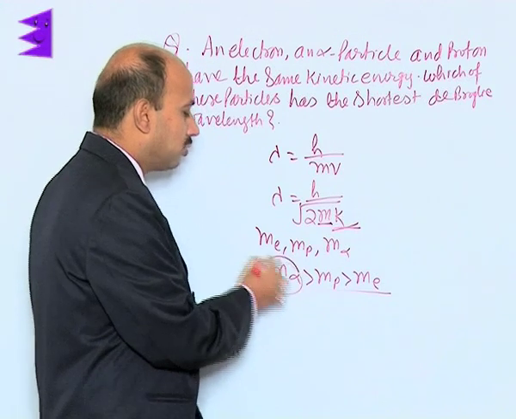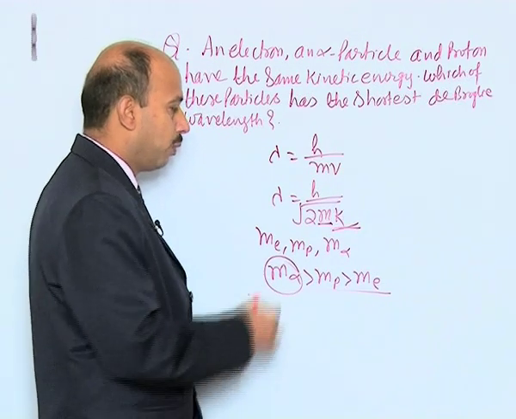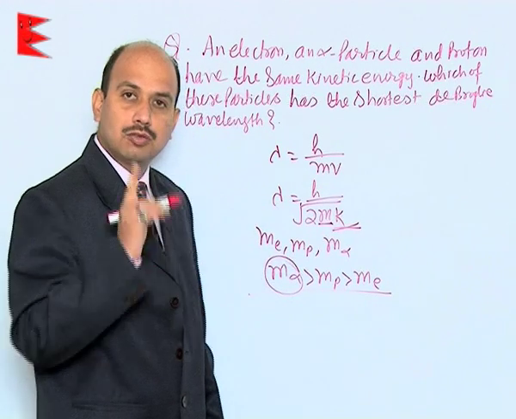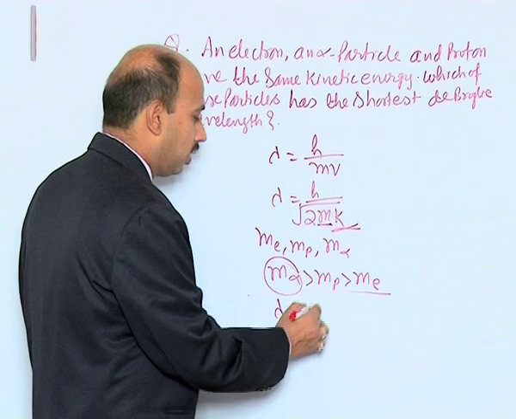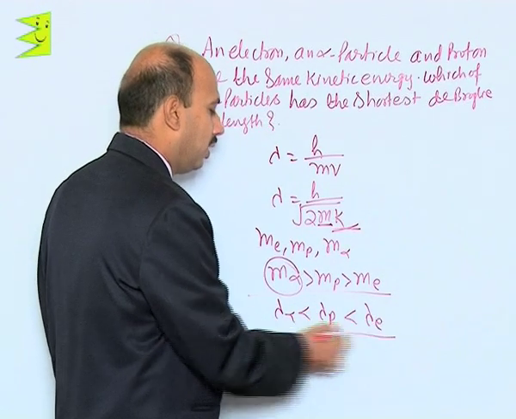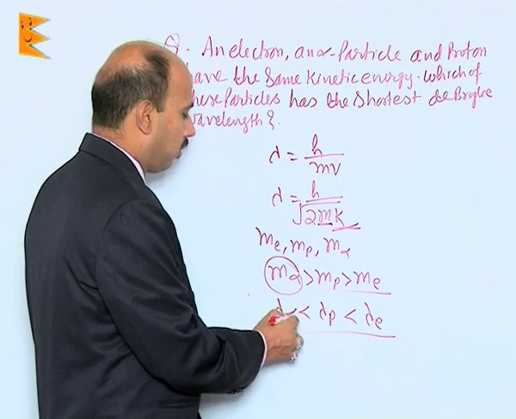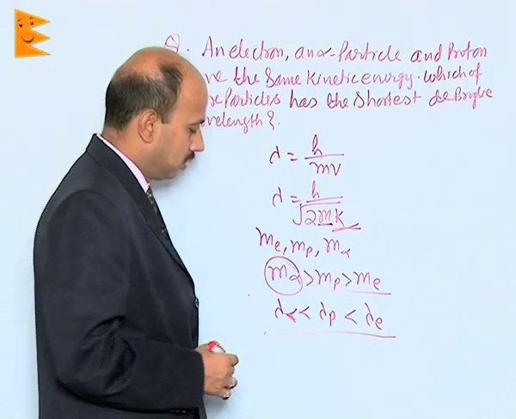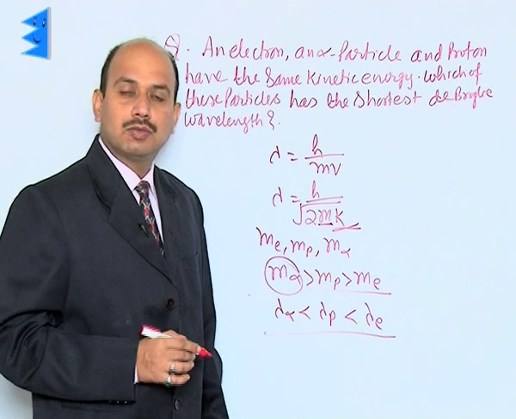So alpha particle has got the largest mass. If alpha particle has the largest mass, the wavelength for alpha particle will be the smallest. So the wavelength of alpha particle will be smaller than the wavelength of the proton, and that will be smaller than the wavelength of the electron. So the shortest wavelength is of the alpha particle. So we can write here the alpha actually here. So shortest wavelength is for alpha particle.